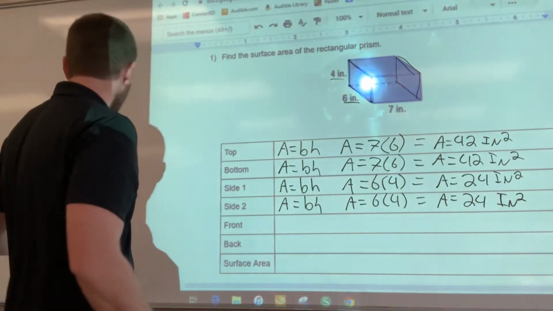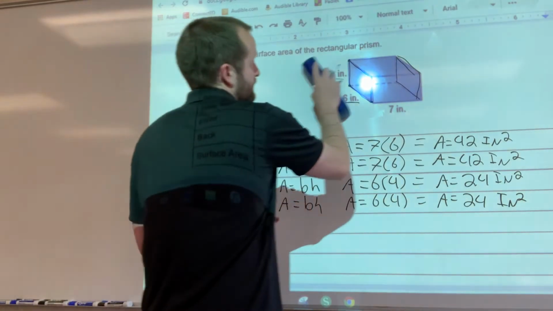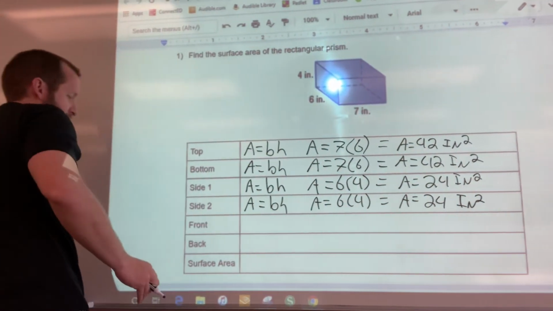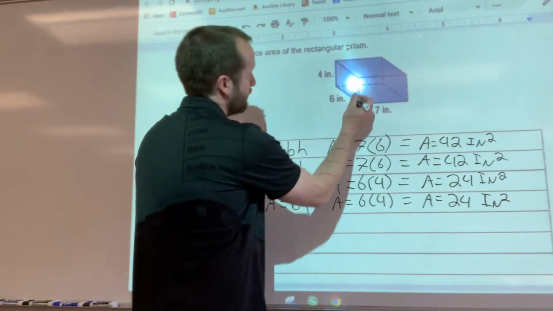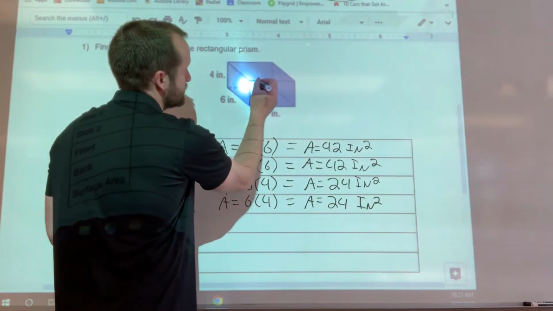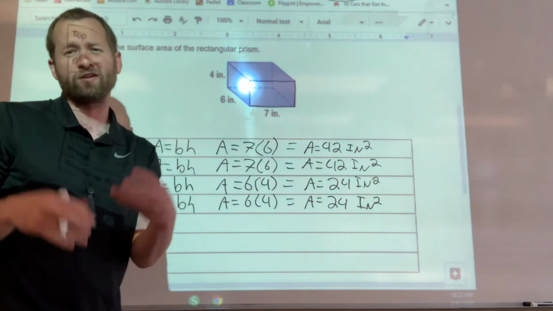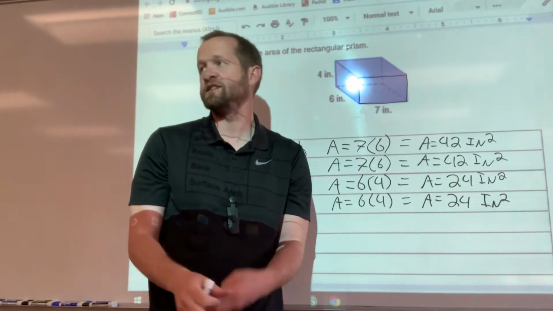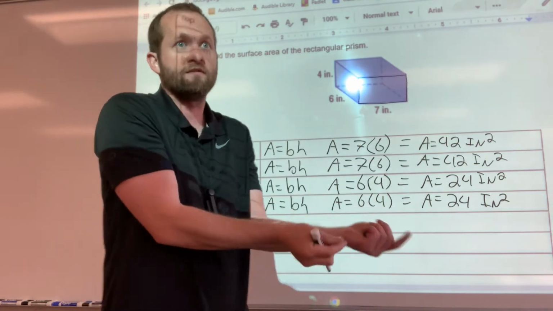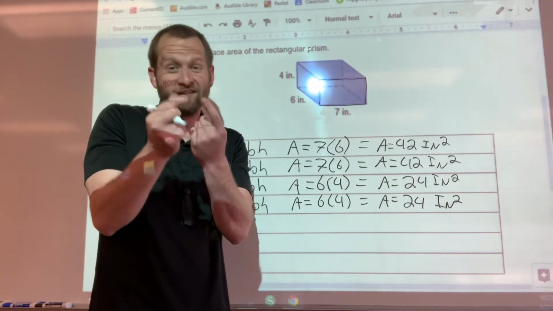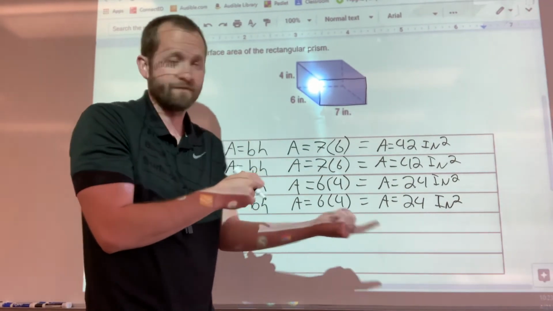Let's look at the front and the back. Let me erase what I drew right there, and let's look at the front and the back really quick. All right, I'll outline the front really fast, and just like the 2 sides, just like the top and the bottom, the front and the back are congruent. They have the same dimensions, they have the same base, they have the same height. So if we find the area of one, that's going to be the same area as for the other, okay?